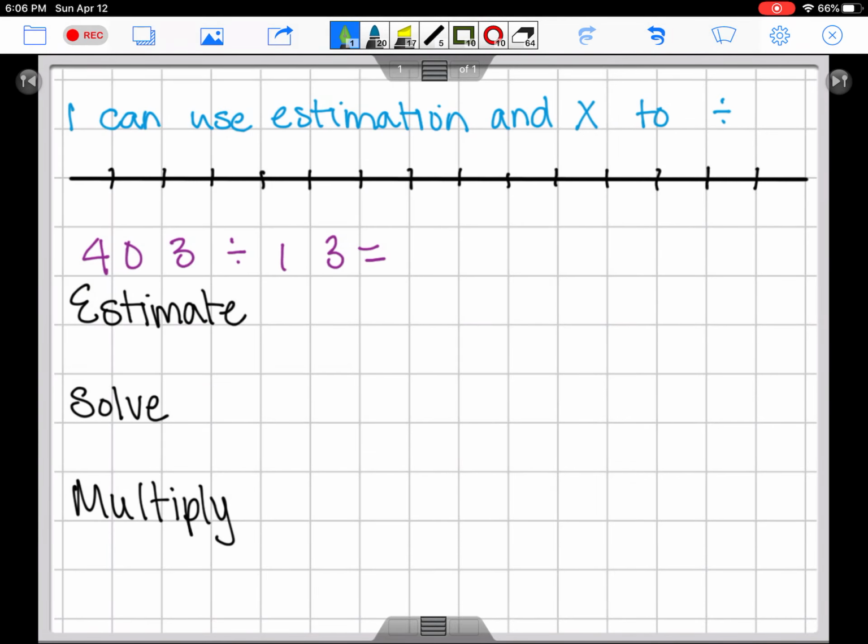So let's start with some estimation. First things first, let's round each of these numbers, our dividend and our divisor, to numbers that are going to be a little easier to work with. I'll give you a couple seconds to rewrite your division problem with some easier rounded numbers.